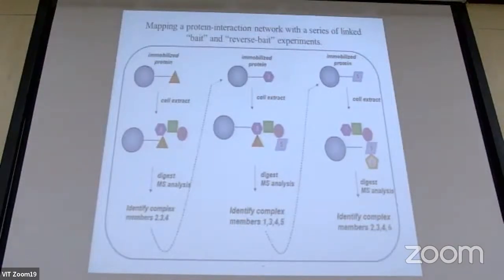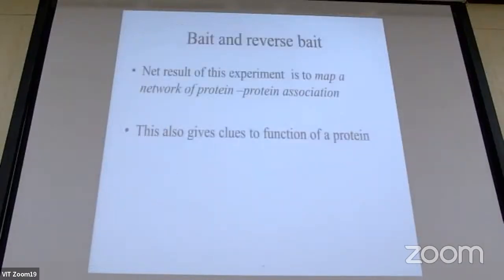And until when should this experiment be done? When you do not get any new members. If you repeatedly get the same members associated with each other, it means your experiment is done. This is called the reverse bait experiment. This is considered high throughput because in one experiment you will be able to pick out all the interacting partners, right? So this is how protein-protein interactions are identified. It is stored in the database. The net result of this experiment is that at the end we will be able to map several protein-to-protein interactions.